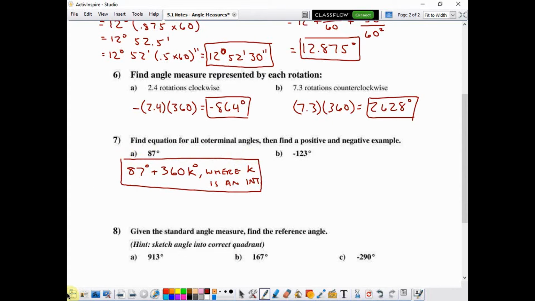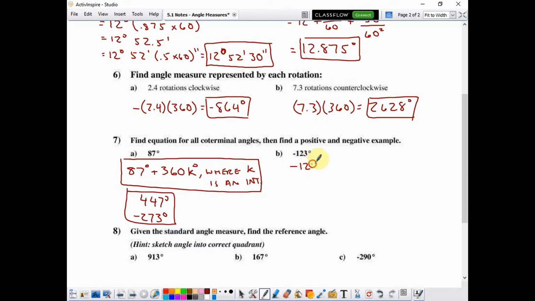And the easiest numbers to put in there are 1 and negative 1. So if I put in a 1, it's 87 plus 360, and that's 447 degrees. That's a coterminal angle. So for my negative example, I could put in a -1, and that's 87 minus 360, and that's negative 273 degrees. So there's my positive and negative coterminal examples.